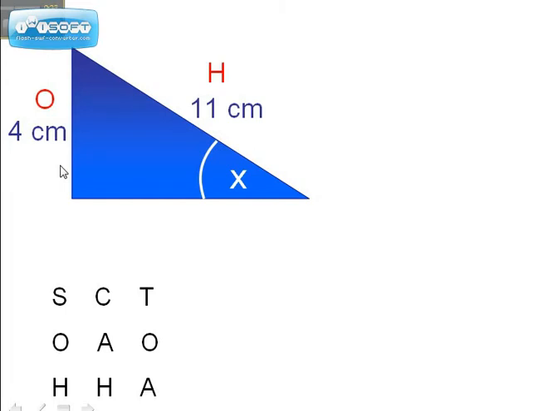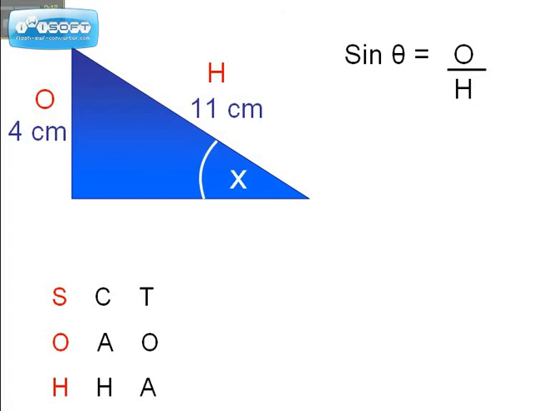We can rub that out. There's nothing to do with the question. We're only concerned with the opposite and the hypotenuse and finding this angle. Which one has O and H? You can clearly see it's the sine function. Let's set up the formula. The sine of the angle is the opposite divided by the hypotenuse.